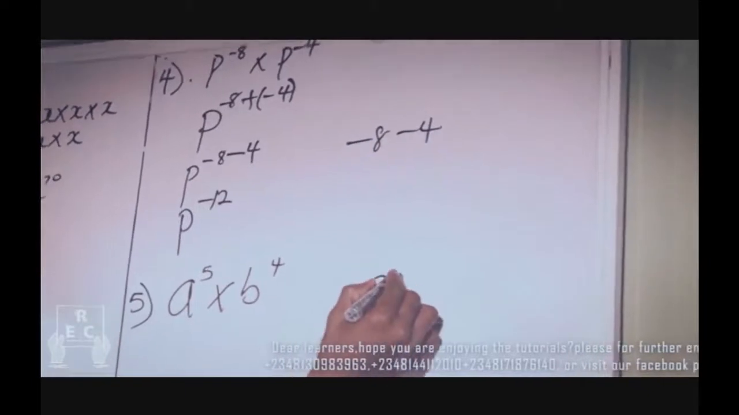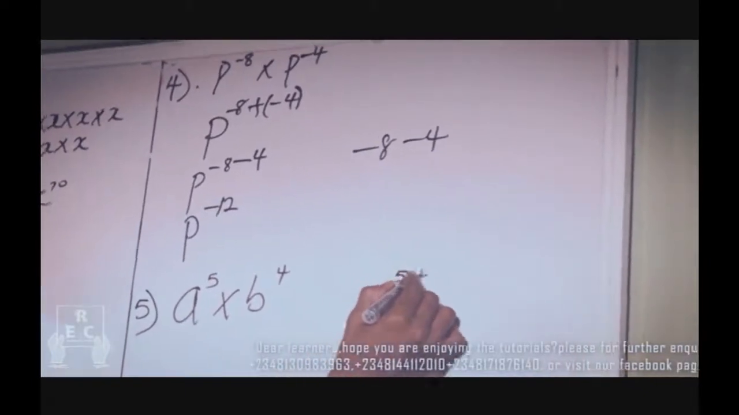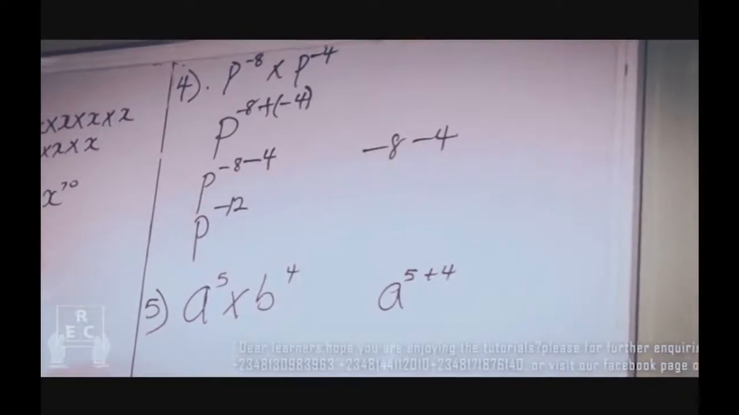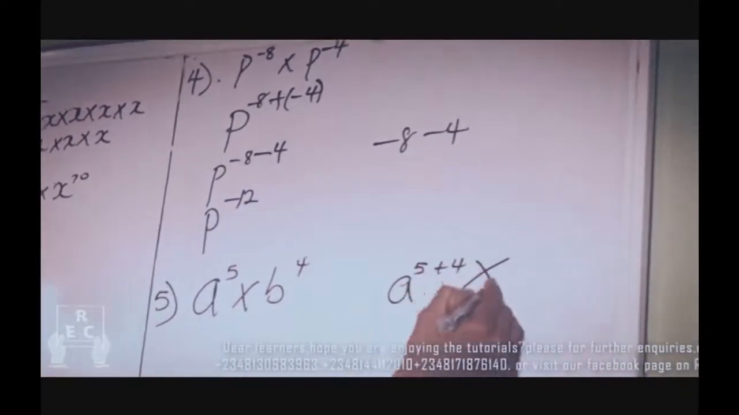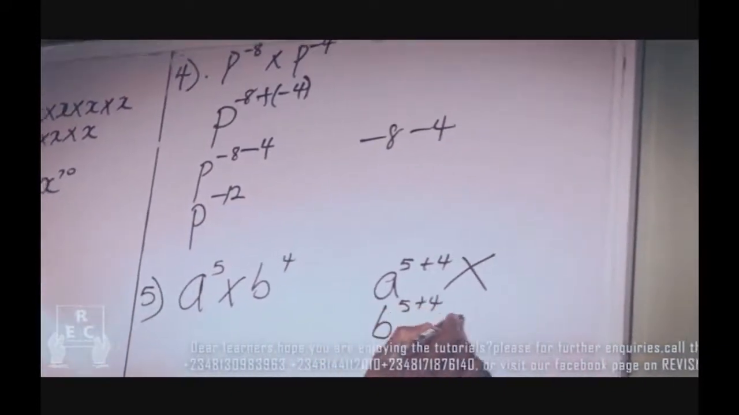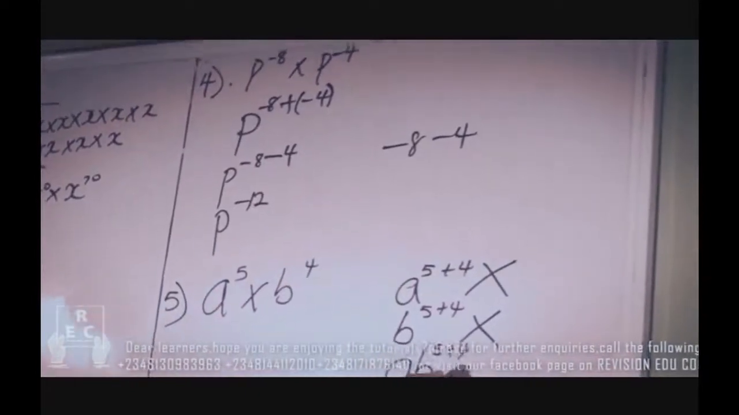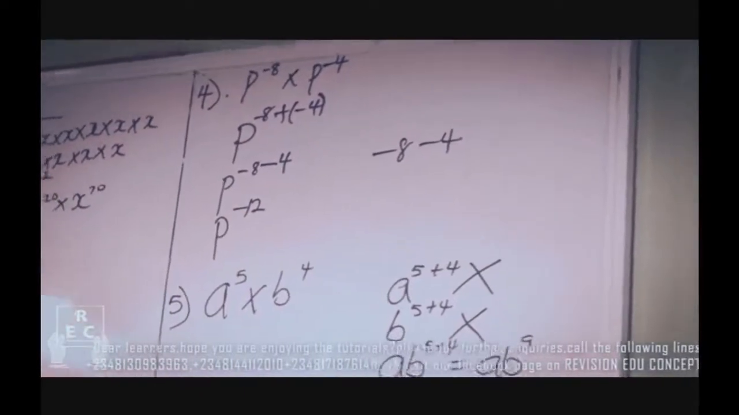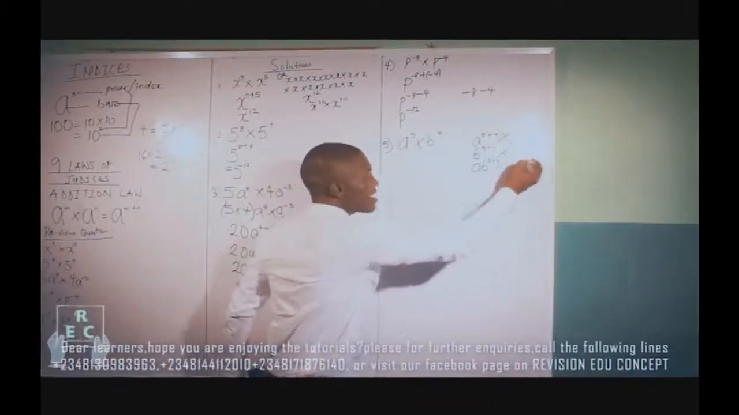Now look at this: never say a raised to the power of 5 plus 4. Never. Because you'll be asked, where is the b? Never say b raised to the power of 5 plus 4. You will be questioned, where is the a? And never say ab raised to the power of 5 plus 4, and that gives you ab raised to the power of 9. Never. They cannot combine. They have different sex. So it is wrong.